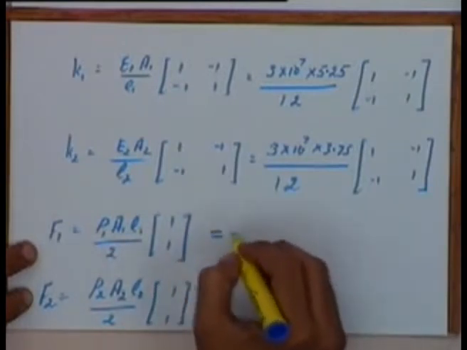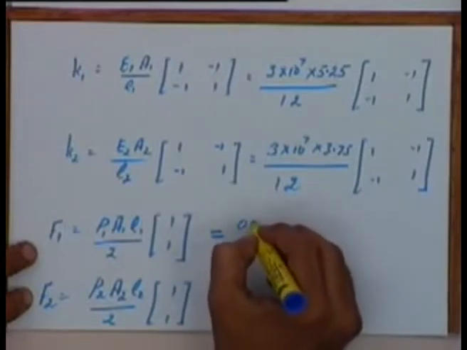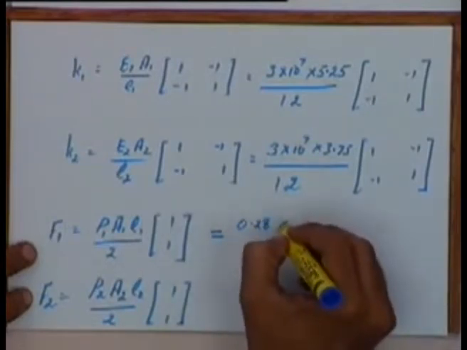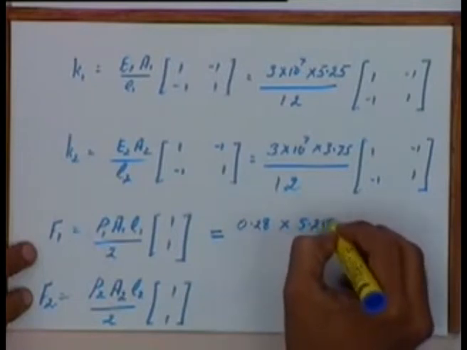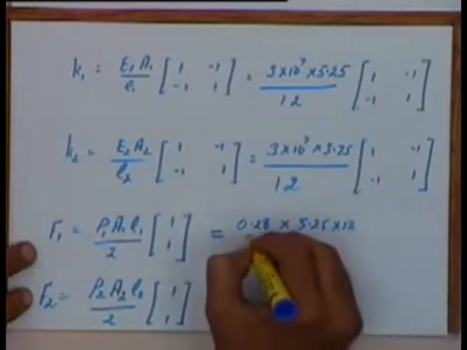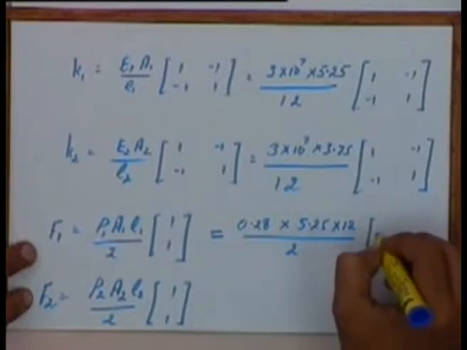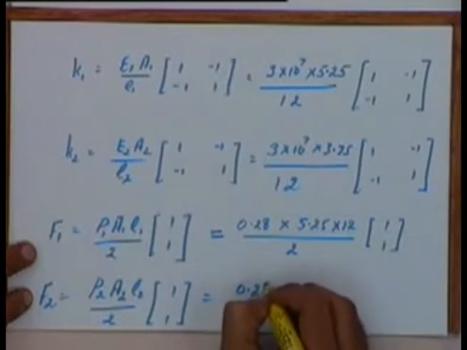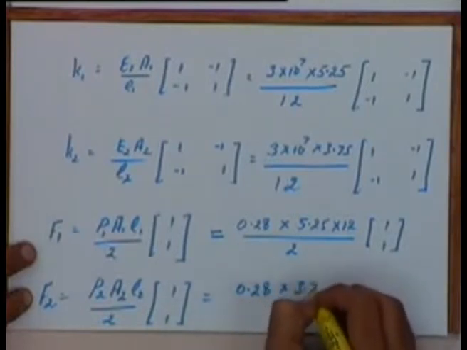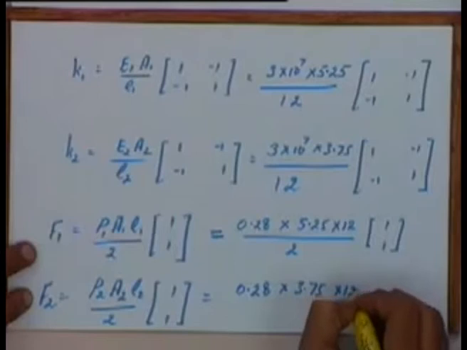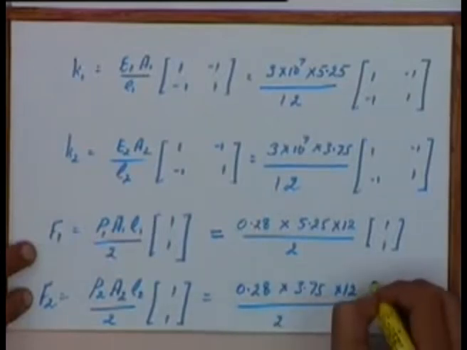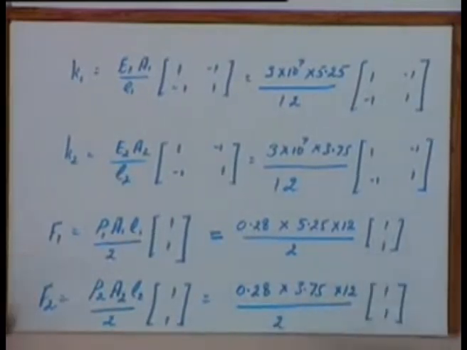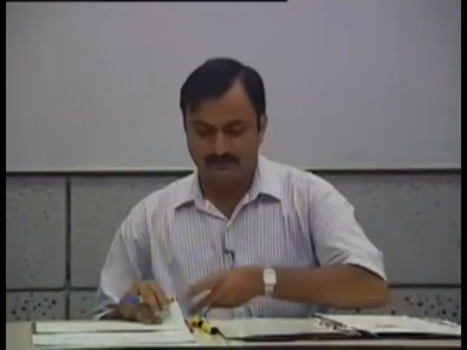Okay, and if we put in the values, we will get this to be 0.28 multiplied by 5.25 multiplied by 12 by 2 [1 1]. This would be 0.28 multiplied by 3.75 multiplied by 12 divided by 2, and this will be [1 1]. Okay. Now from these matrices, let's derive the global matrices.